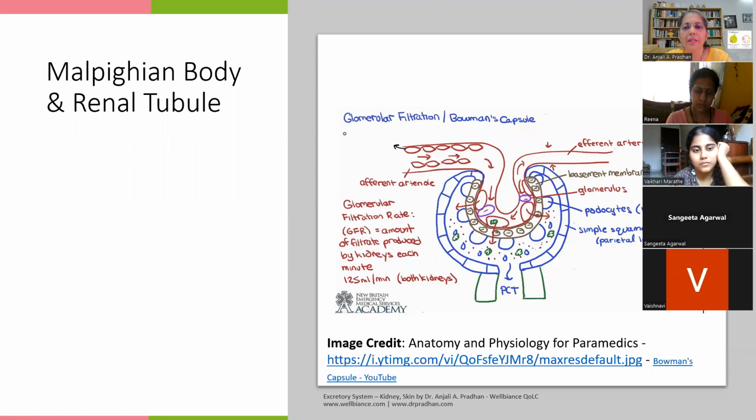Okay. This is Bowman's capsule. Bowman's capsule along with the glomerulus is called the Malpighian body. And this is called the neck of the Bowman's capsule. It continues as a tubule. So this neck continues as the proximal convoluted tubule. Now you see the glomerular filtration tree.